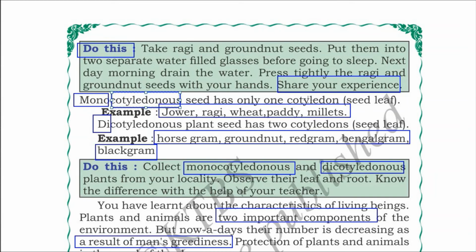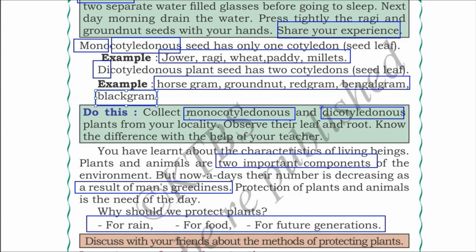Monocotyledonous seed has only one cotyledon. For example, jowar, ragi, wheat, paddy and millets. And dicotyledonous means di is two. These have two cotyledons. Example, horse gram, groundnut, red gram, Bengal gram and black gram. So most of the food grains are monocotyledonous, whereas most of the pulses are dicotyledonous. So you can collect any more monocotyledonous and dicotyledonous plants that you know of.